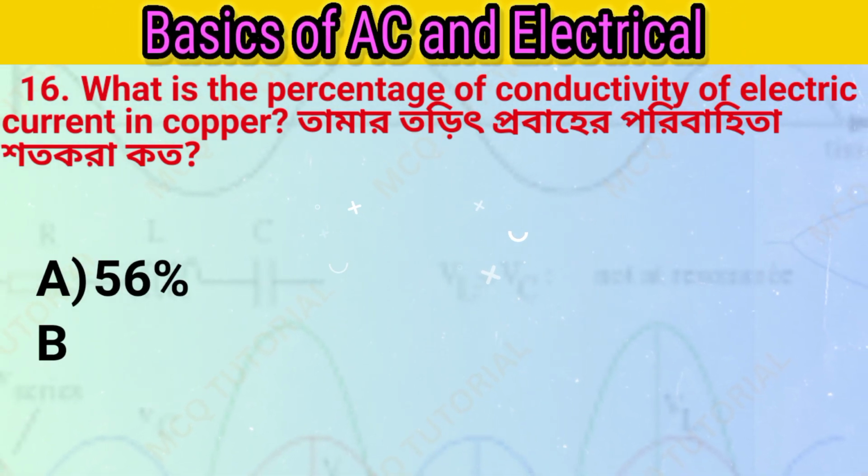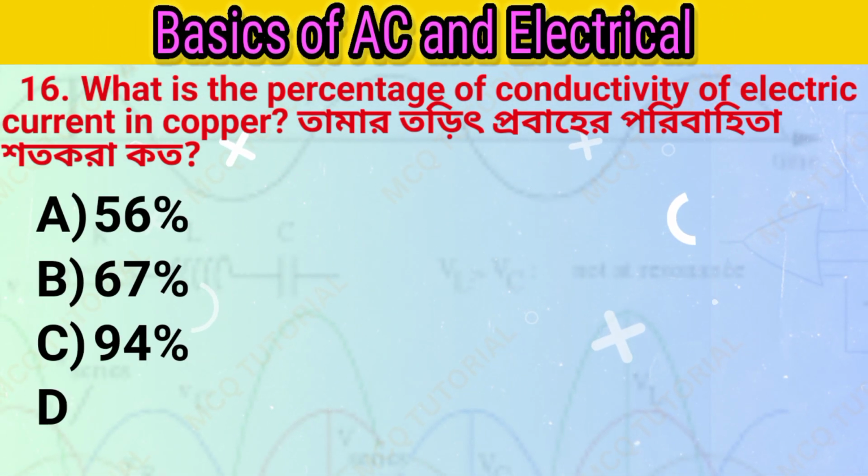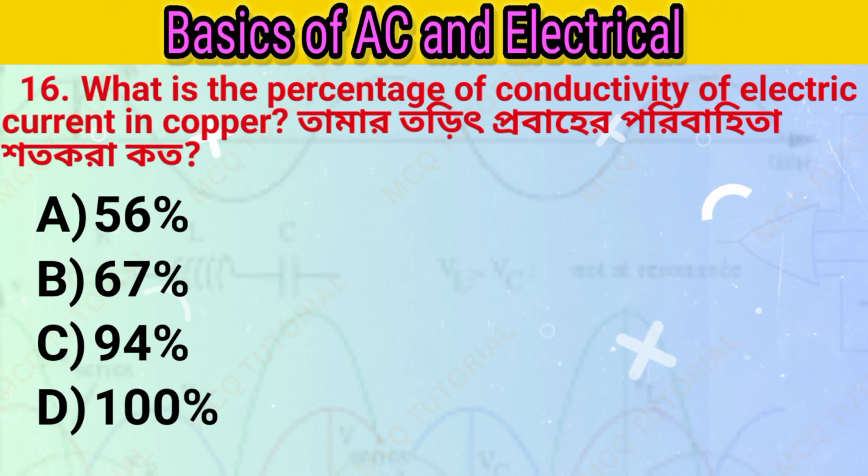Option A 56%, option B 67%, option C 94%, option D 100%.